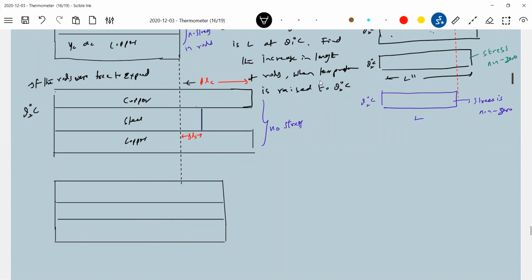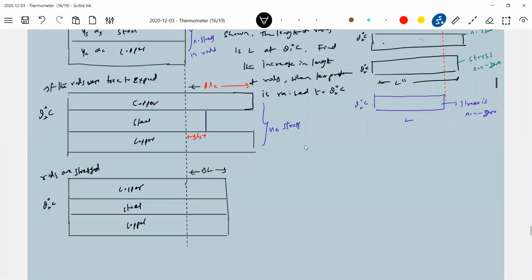They'll attain one length. This is what? Delta L. So this is copper. Rods under stress. Rods are stressed. Why stressed? Because they are not at their natural length.